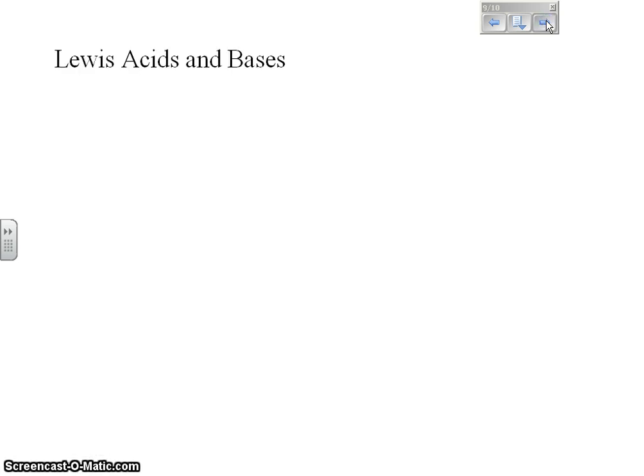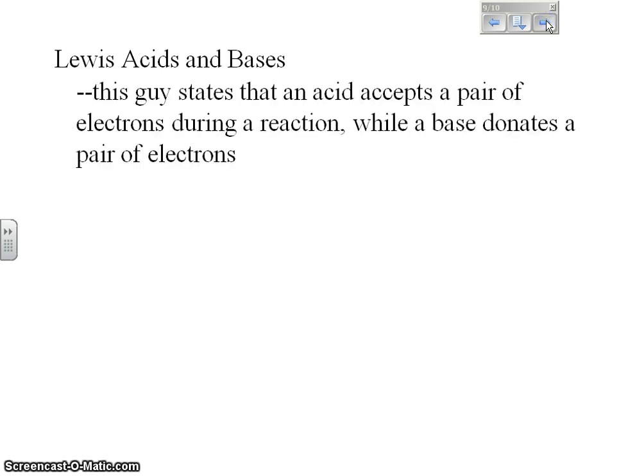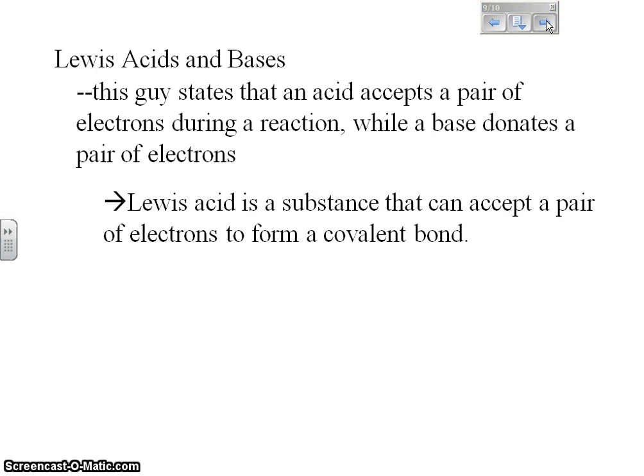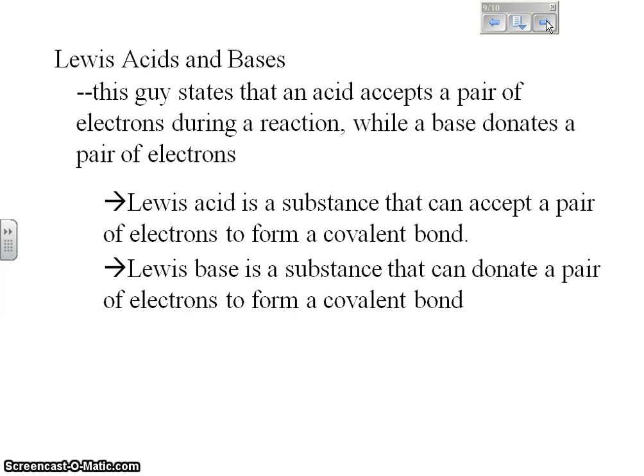And then there's a third type of acid and base, and yes, you need to know all three: the Lewis acids and bases. Acids will accept a pair of electrons during a reaction, while bases will donate a pair of electrons. A Lewis acid is a substance that can accept a pair of electrons to form a covalent bond, and a Lewis base is a substance that can donate a pair of electrons to form a covalent bond. At this point, I want you to draw the formula on page 592 of the Lewis acids and bases.